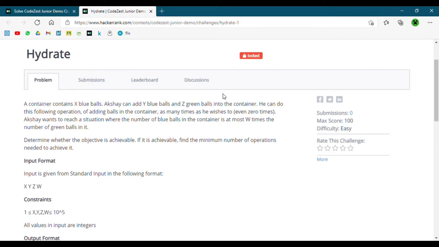Okay, so the input is going to be four integers that will be X, Y, Z and W, where X is the number of blue balls already inside the container, Y will be the number of blue balls that Akshay will be adding, Z will be the number of green balls that Akshay will be adding, and W will be the multiplication factor. Okay, so let's jump right to the code now.